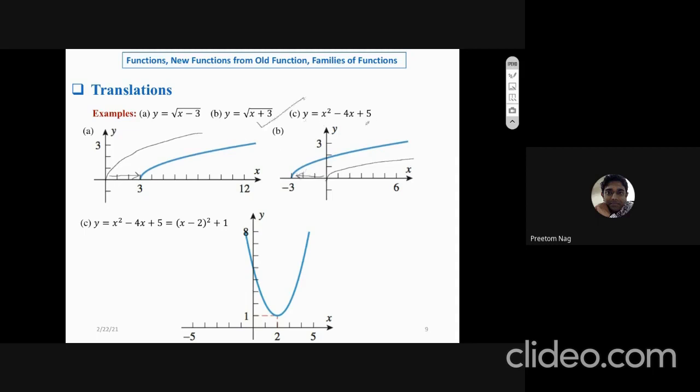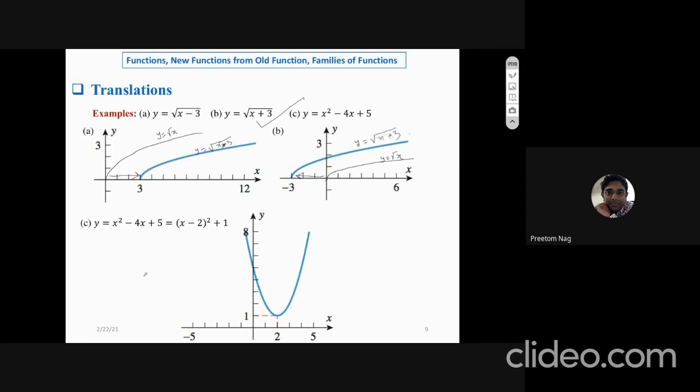Y equal to x square minus 4x plus 5. So x square minus 4x plus 5 can be written as (x minus 2) square plus 1. So your original graph is square root of x. Here the original graph is square root of x. Here the mother graph is y equal to square root of x, and the new graphs are y equal to square root of (x minus 3) and square root of (x plus 3).